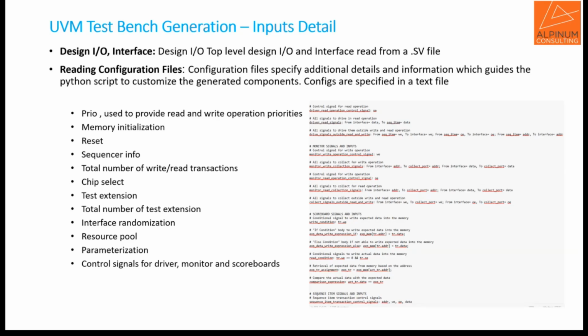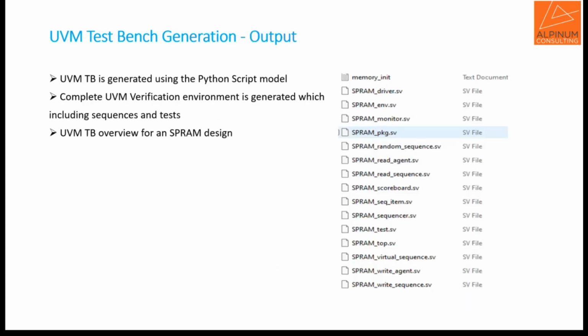So it's going to generate, based on these inputs, the UVM test bench output. So we can go to the next slide where we can see that as an output, we will have an example UVM test bench generated, where we have all the standard files and all the standard infrastructure needed for this test bench, for any design under test.